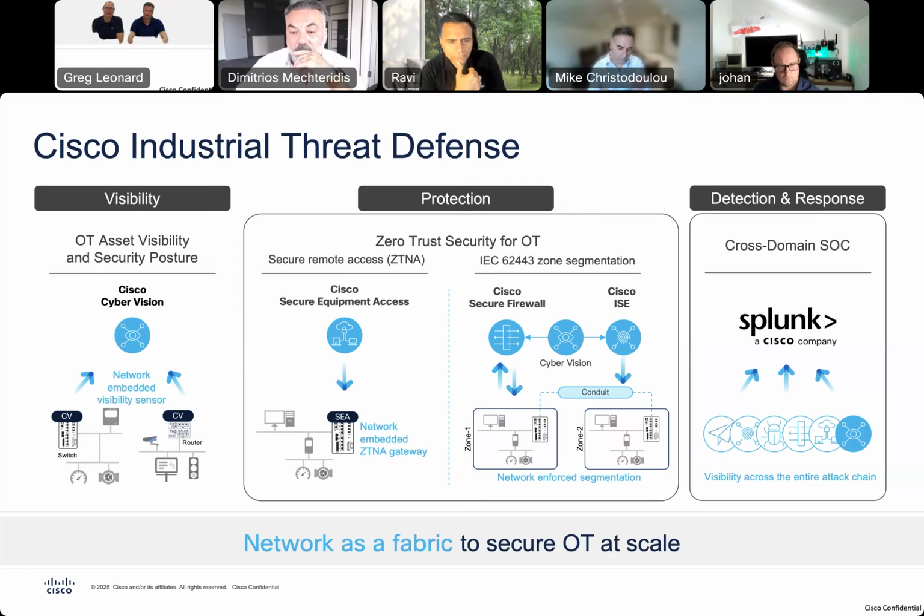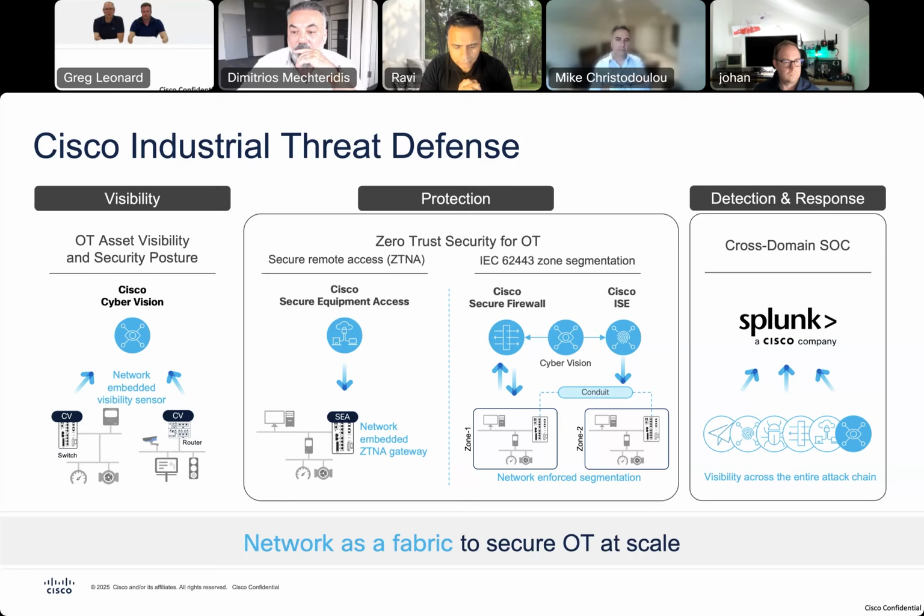Finally, there's detect and response. And what's important in that particular pillar is to look at things cross-domain. And I call that a cross-domain security operations center because it's looking at IT and OT. You can often see that sometimes a problem and an event that happens in IT could end up being a problem in OT. So you need that cross-domain visibility. That's exactly what Splunk gives you.